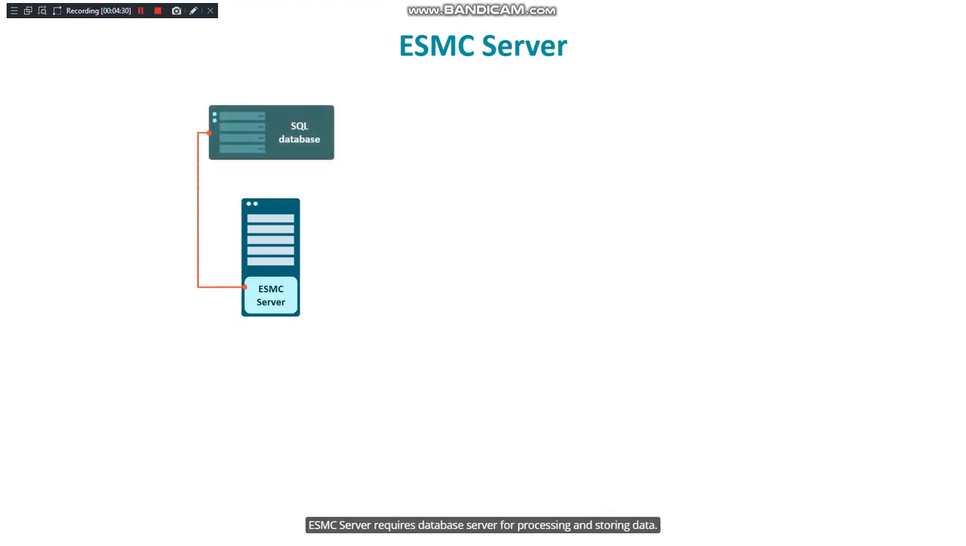ESMC server requires a database server for processing and storing data. All the information is stored in the database including server settings, policies, groups, tasks, logs, certificates and so on. The database can be installed on the same computer or it can be hosted on a dedicated machine. If the ESMC server application crashes, it is possible to install a new instance of the ESMC server and connect it to the original database and restore the previous state of the original ESMC server application. Databases MS SQL and MySQL are supported. By default, ESMC server is installed along with MS SQL Server Express.